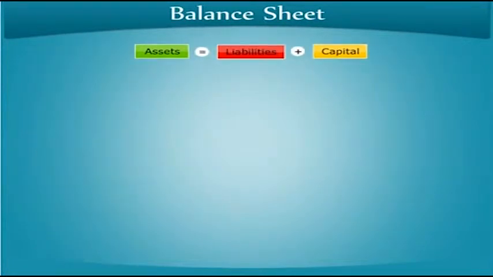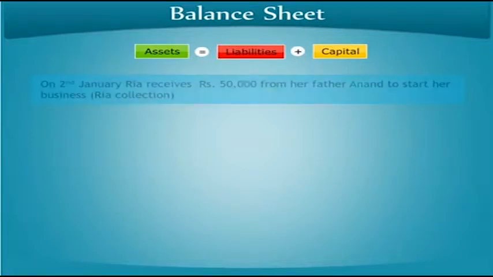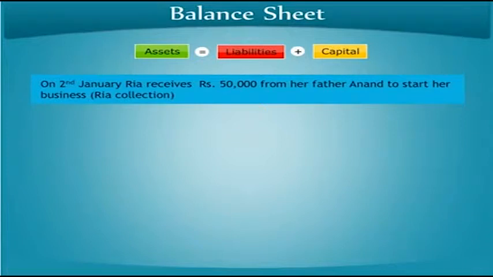Now let us take an example of 12 transactions of one quarter. First example is on 2nd January, Ria receives rupees 50,000 from her father to start her business. Now we will pass a journal entry of cash bank account debit of 50,000 and capital account will be credited by 50,000. This is the journal entry we will be passing in the books.